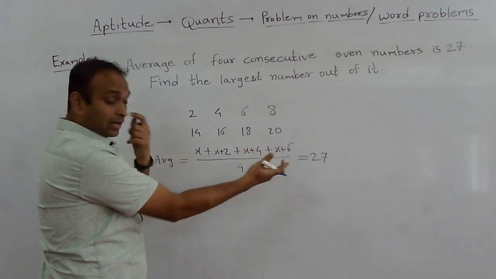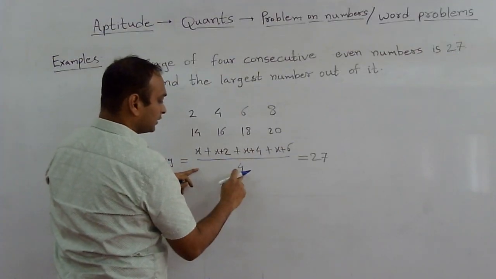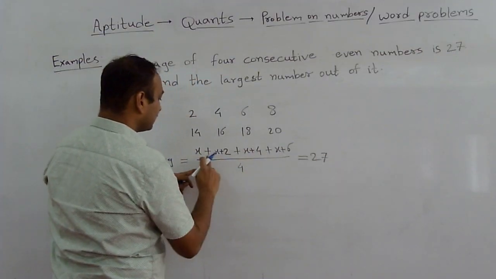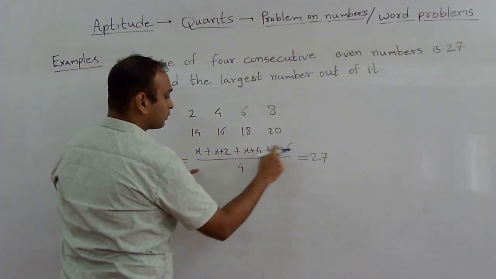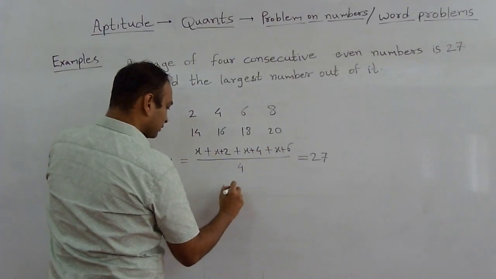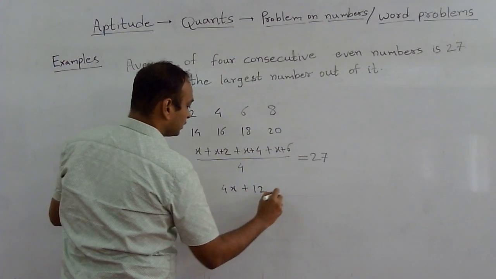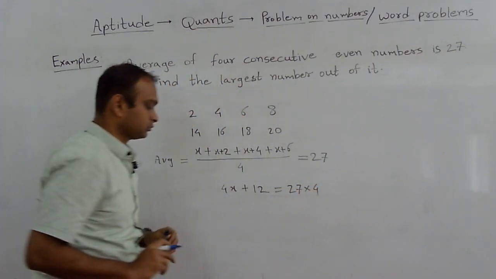Now let's find out x out of it. So what will be x? Let's go on adding it. So this 4 can be sent to this side. x plus x plus x plus x will be 4x. 2 plus 4 plus 6 will be 12. So we get 4x plus 12 equals 27 into 4, right?